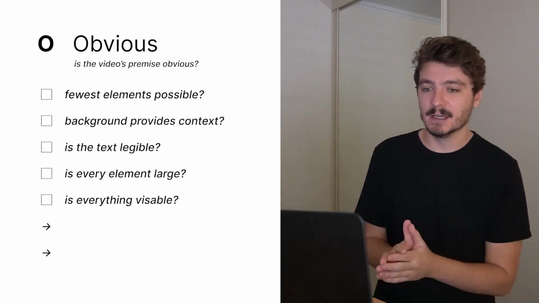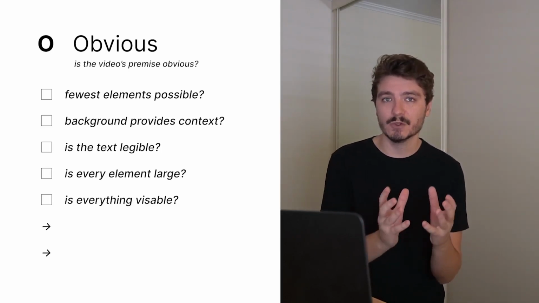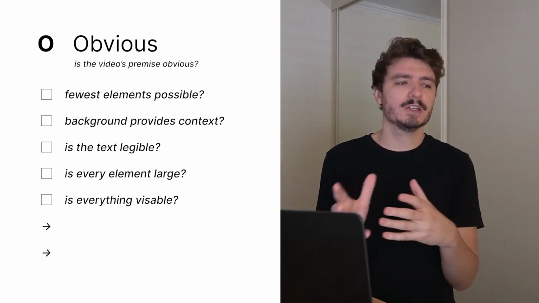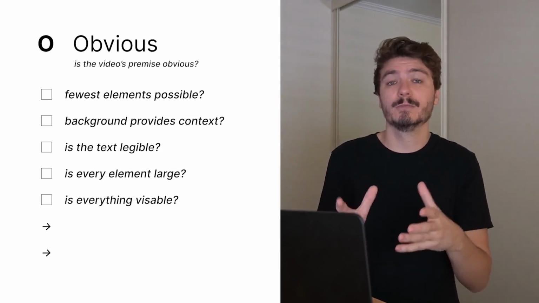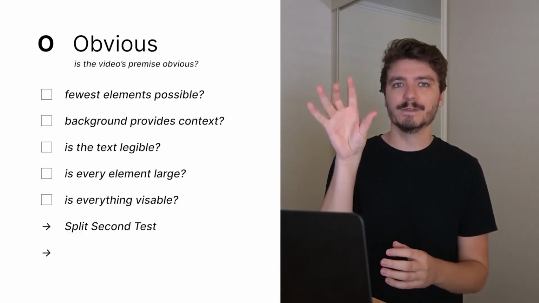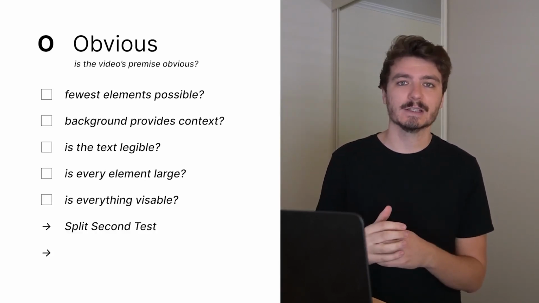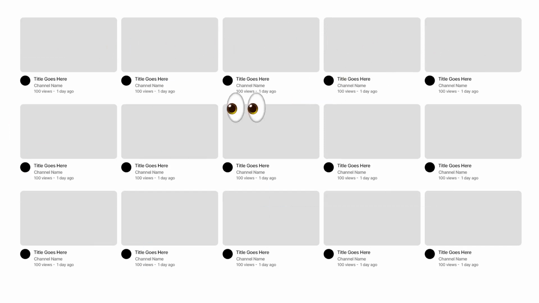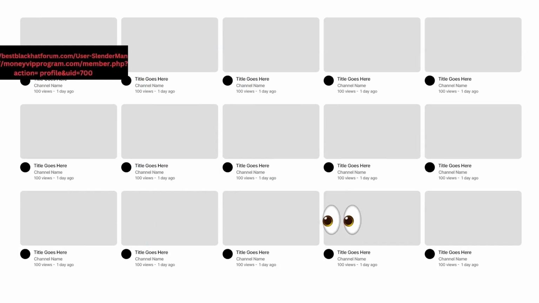These tests are, again, just to ensure that the video's premise is obvious. You might have heard this first technique before. It's pretty common, but it's really useful. You just want to look at your thumbnail for a split second. Just flash it for like 1 second or even less. And in that split second, do you immediately understand what the video's premise is? If it's not immediately obvious, then it's not going to be a very effective thumbnail, because the brain is just scanning and giving it a split second, and in that split second it's trying to understand what the video's premise is.